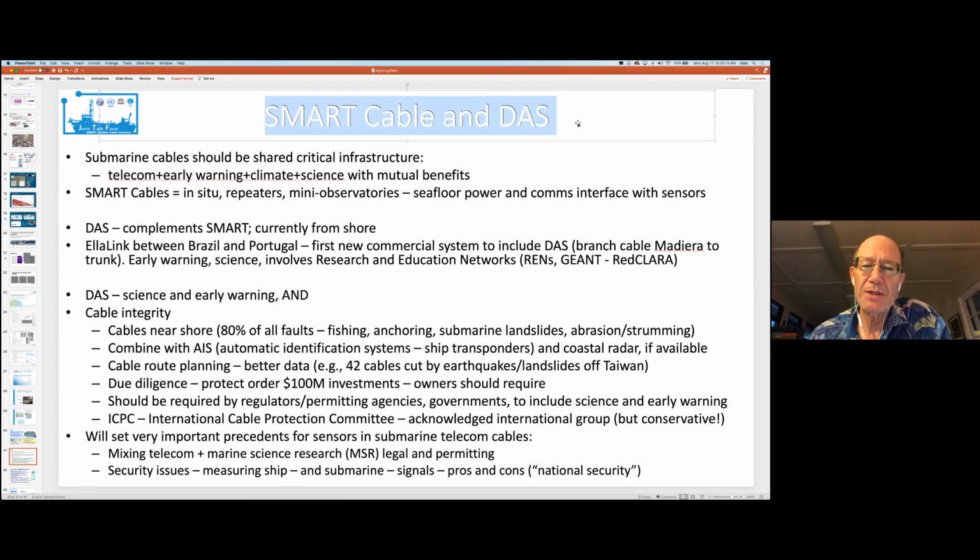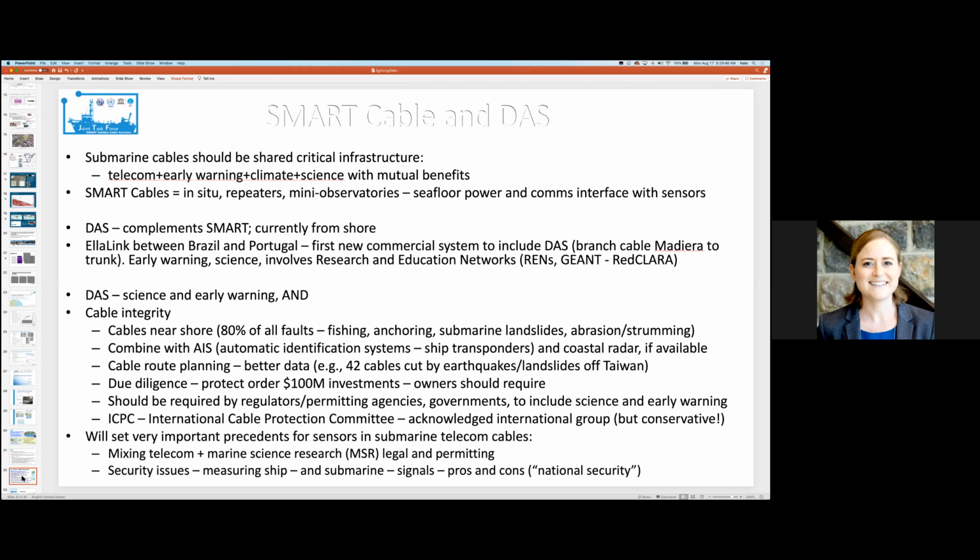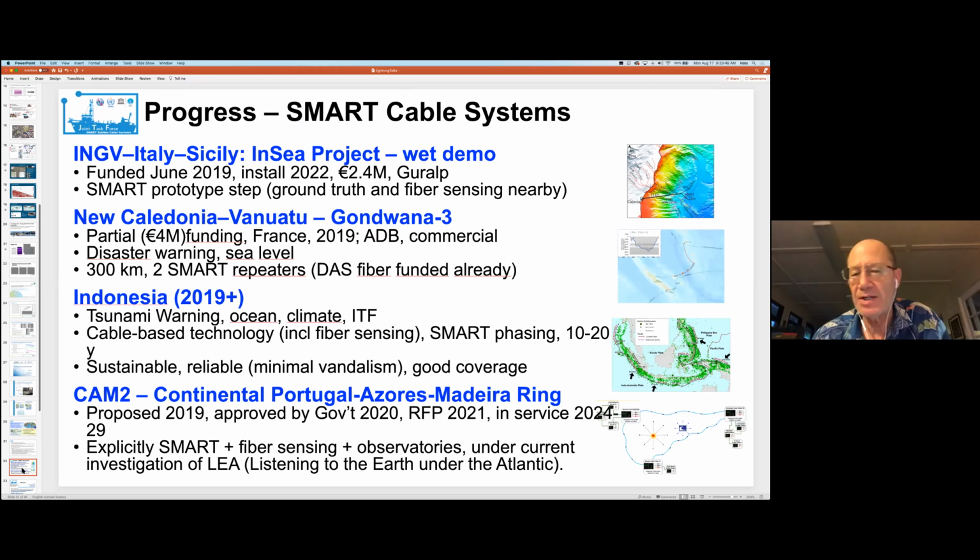DAS absolutely complements SMART. Presently DAS is only possible from shore, maybe ultimately more. Ella Link is a system going in, and it will have the first dedicated fiber for DAS sensing. I list some positive aspects here, and the next slides show examples of projects that are underway or starting, and then the last slide references.